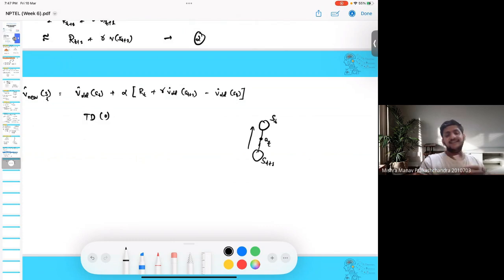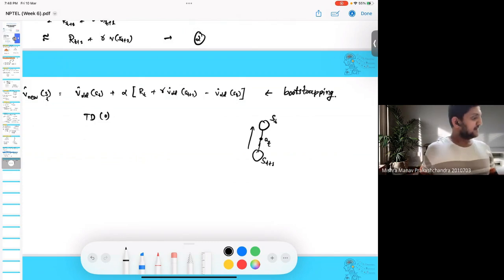So basically, the trajectory that I draw out is a sample trajectory. I'm not doing a full backup. I'm still doing a sample backup, but I'm retaining the benefits of bootstrapping. So this is bootstrapping, right? I'm using V old to estimate V new. So I'm still maintaining bootstrapping, and I am still drawing a sample trajectory. So this method is combining both these approaches together, and what we end up getting is called TD0.